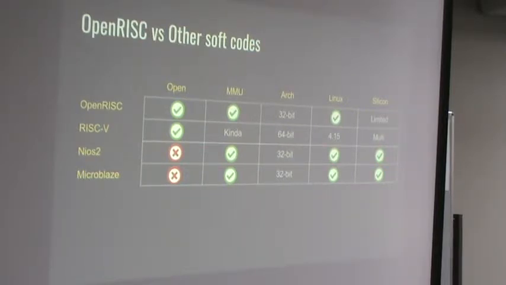Any recommendation? I have been using the DE0 Nano from Altera. It's very cheap. You can get it, and I'll show you later how to build OpenRISC for the DE0 Nano and how to program it. It takes only about 5 minutes or so.